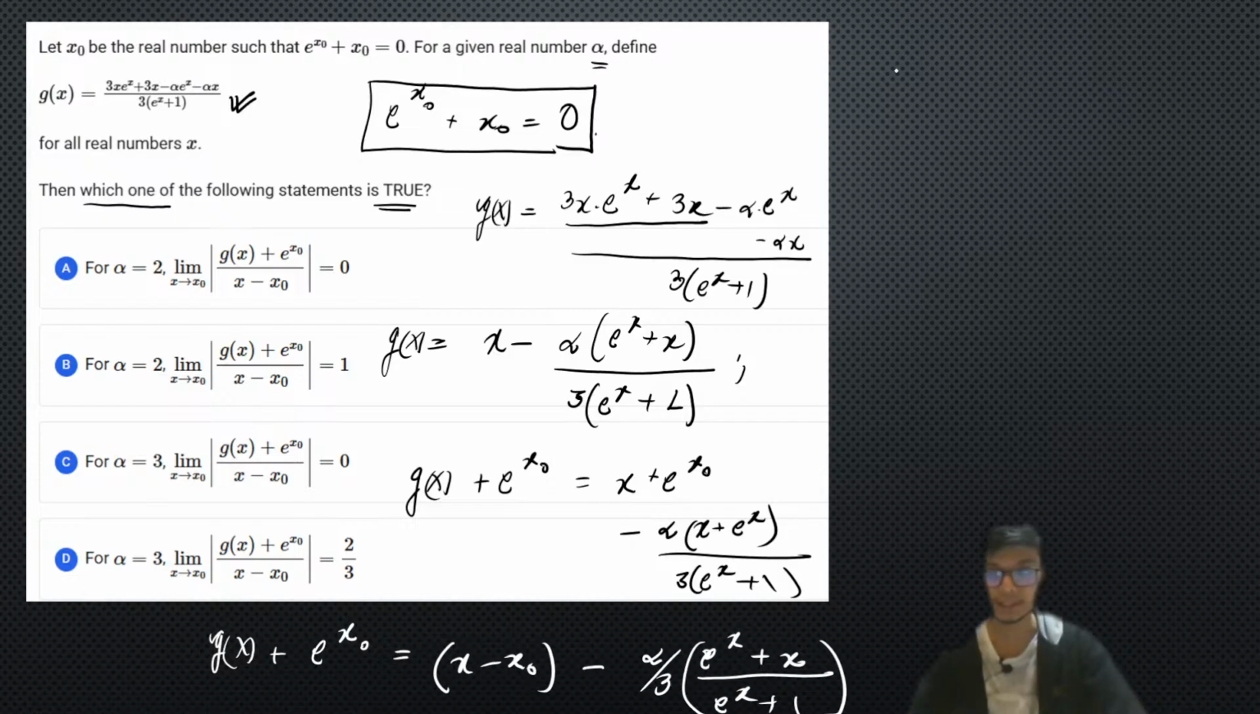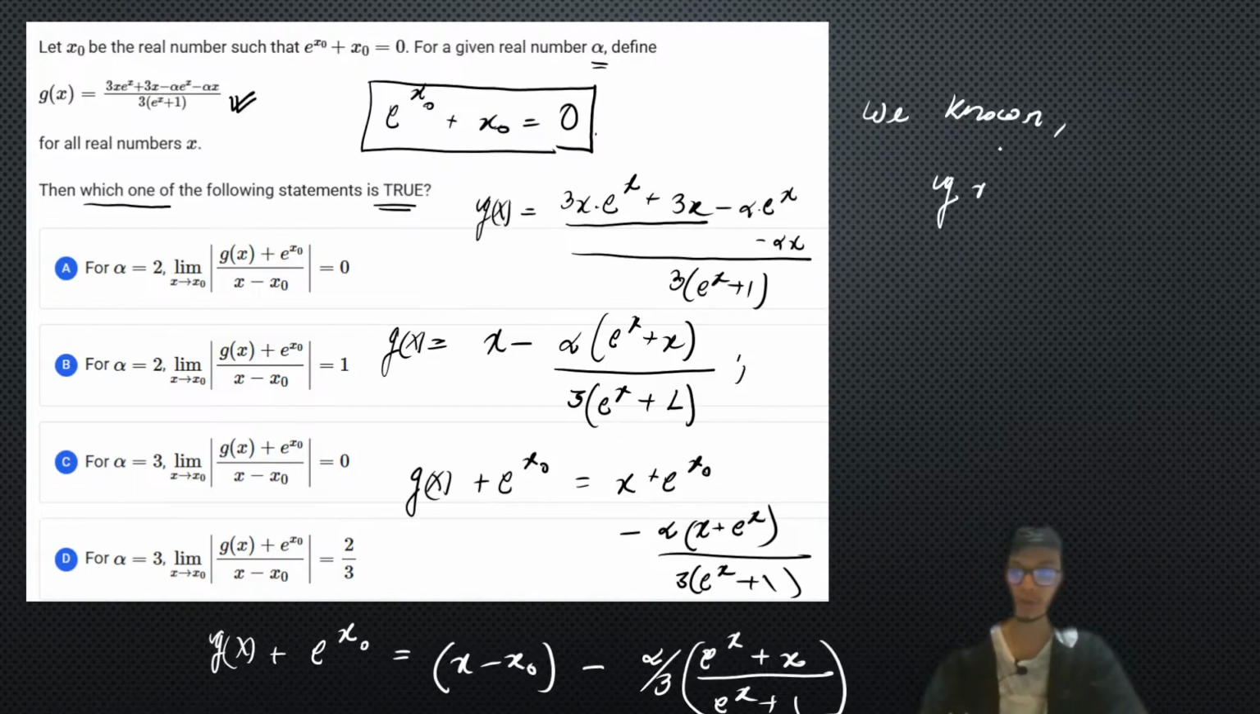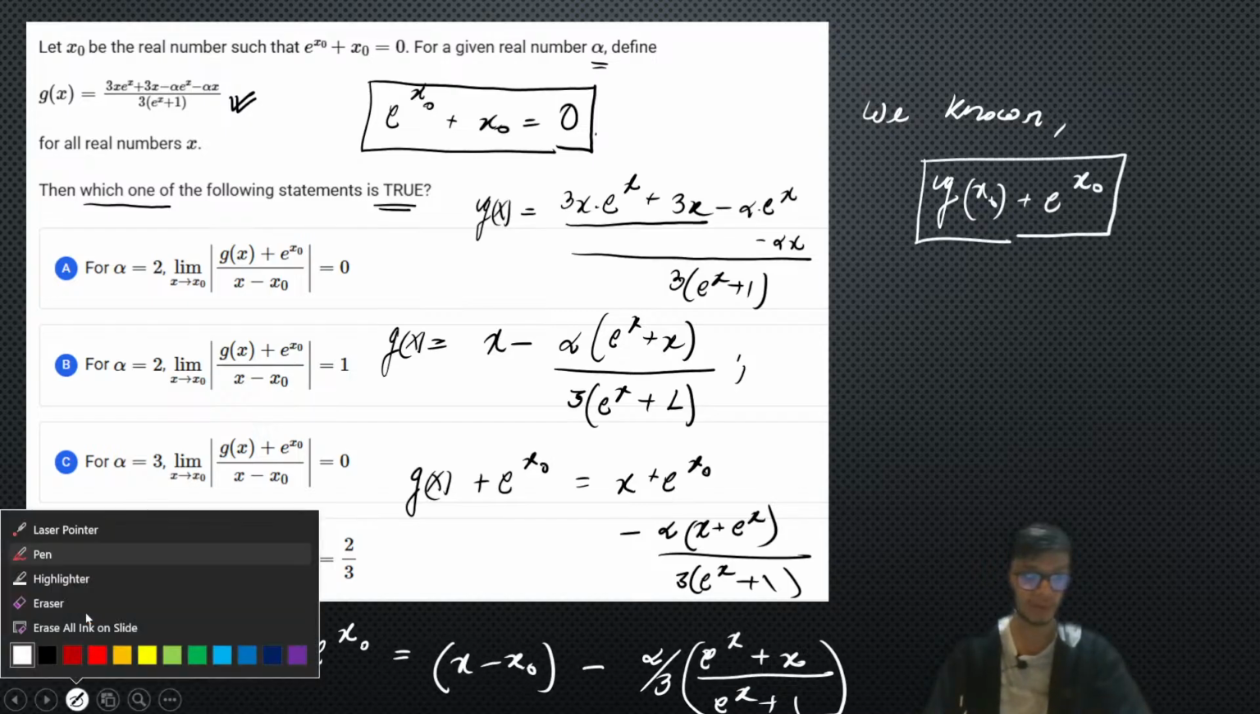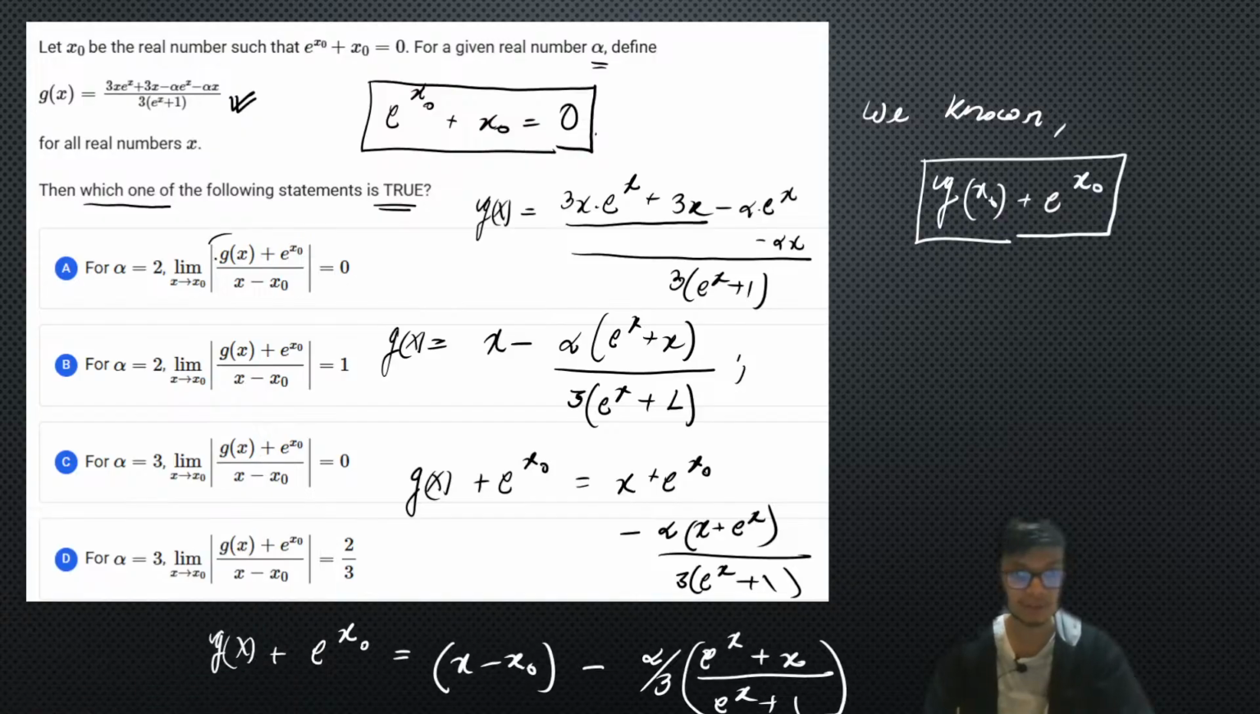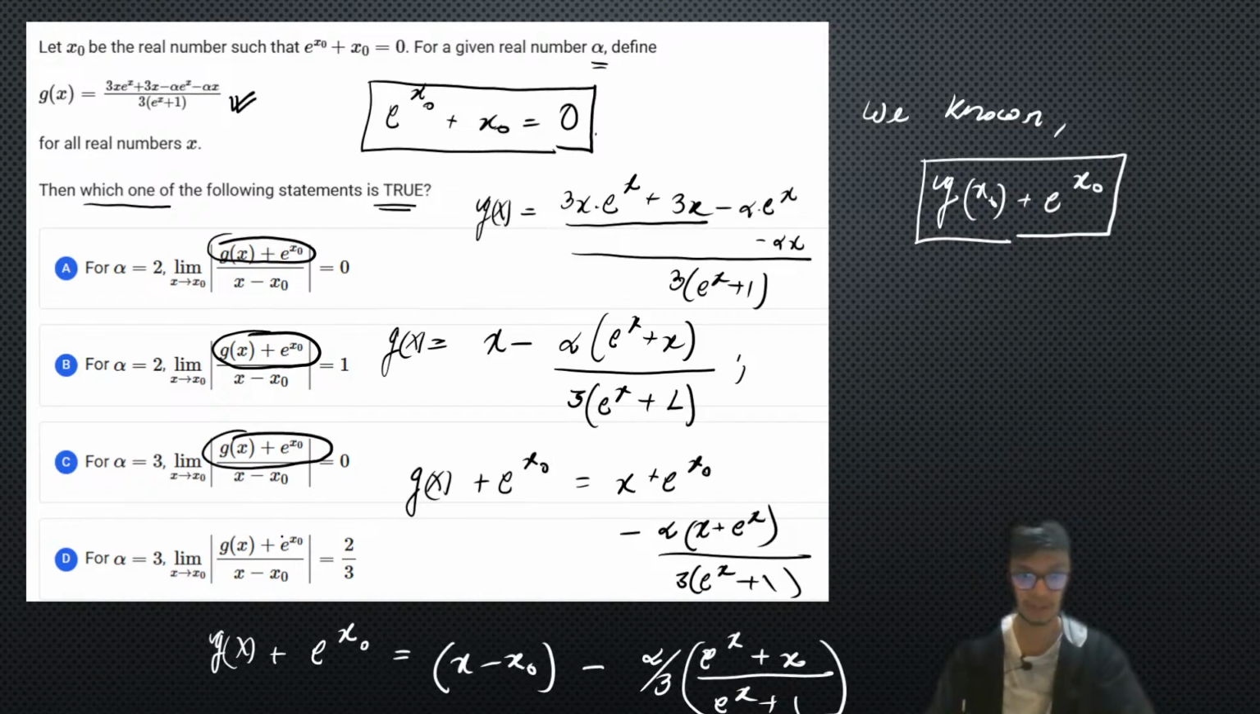Now as we know, g of x plus e to the power x naught, that is what we have to find over here as a numerator, right? Yes, correct. So we have to basically look at the options. If you look at the options, the numerator is common, that is g of x plus e to the power x naught, which is basically this particular function over here, right?